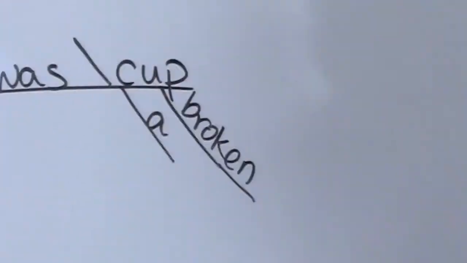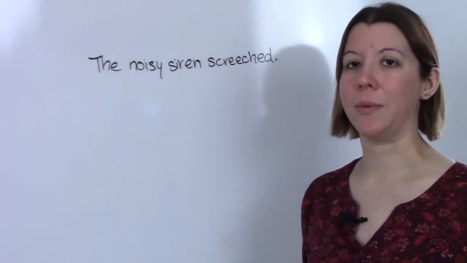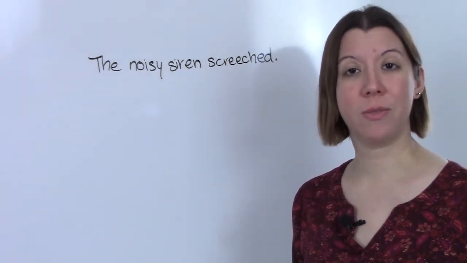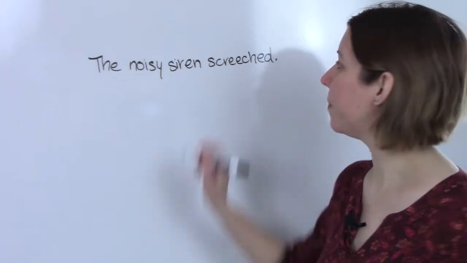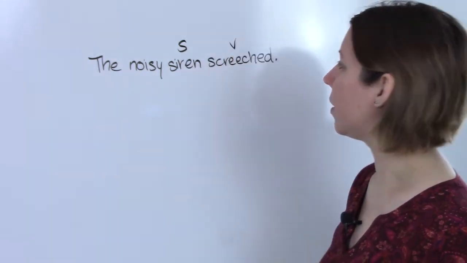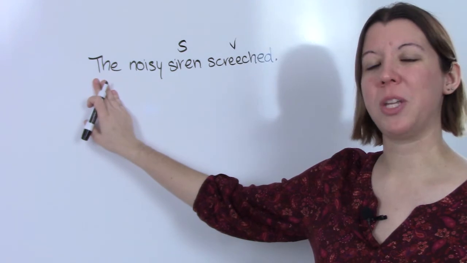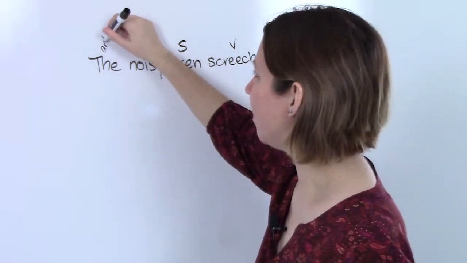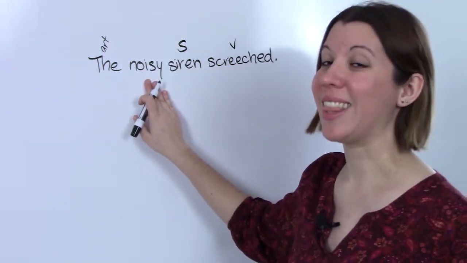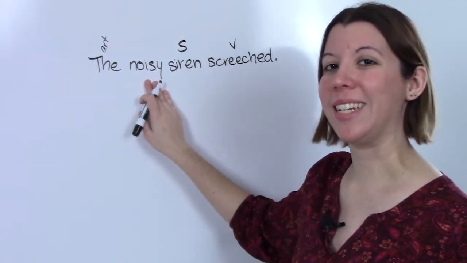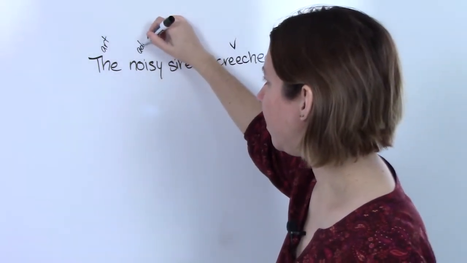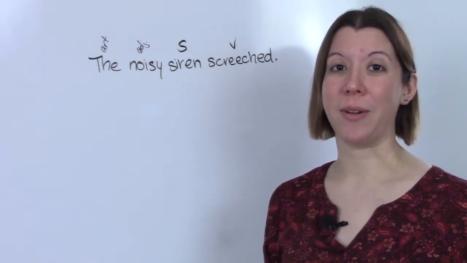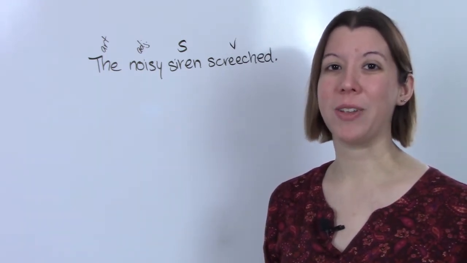Let's try some together. This sentence reads, the noisy siren screeched. What's the subject? Siren. And what did it do? Screeched. That's our verb. What about the? What part of speech is that? If you said article, you're on a roll. How about noisy? That's our attributive adjective. We label it ADJ. Go ahead and pause the video and try writing down the diagram. When you're ready, press play and compare your diagram to mine.